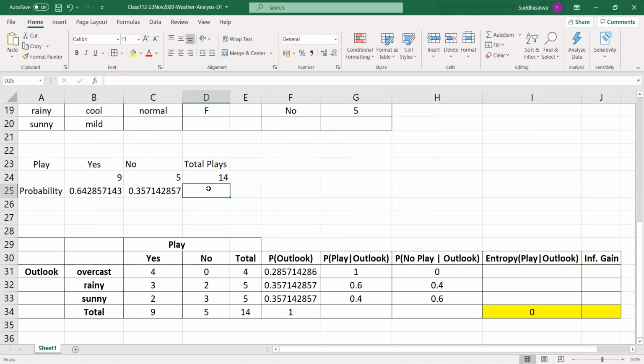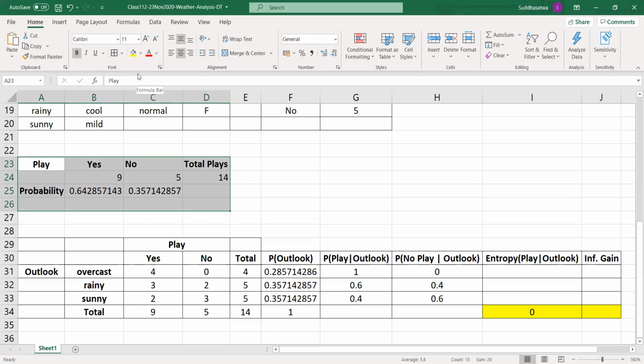Good. Now if I calculate the entropy in this case, how am I going to calculate the entropy in this case? I have to calculate the entropy in this case also. Then only I can proceed towards the rest. So this I will do first, because this is going to be the basis based on which we will be calculating the information gain.